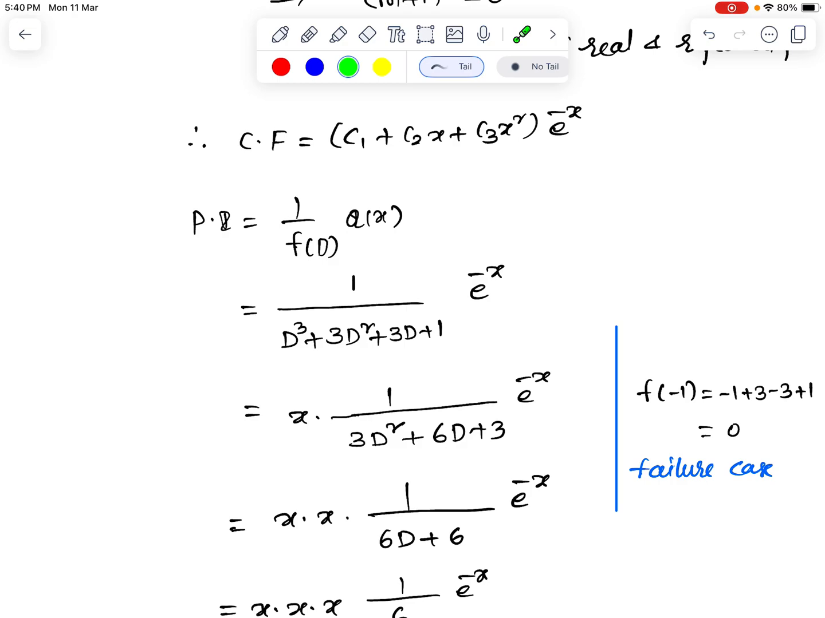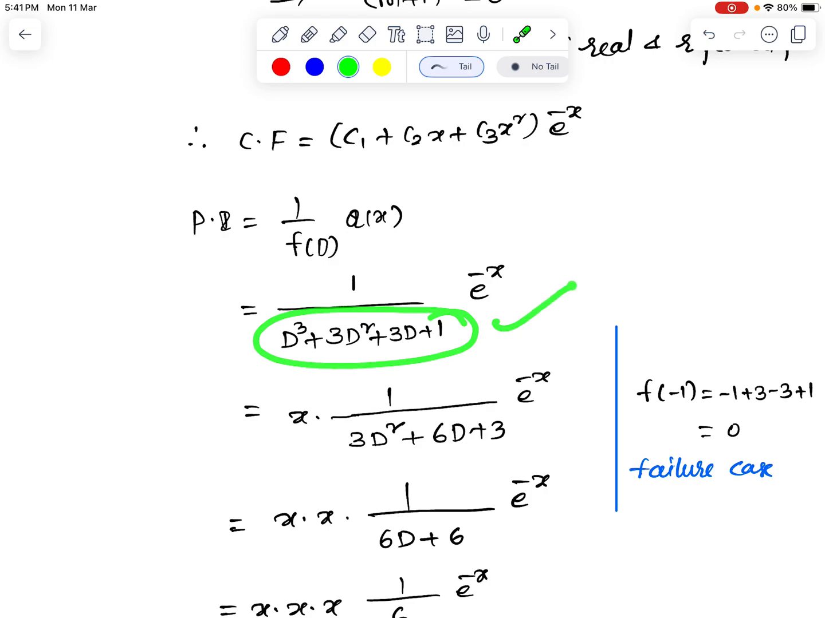After that, 1 by f of d means 1 by d cube plus 3d square plus 3d plus 1, into e power minus x. What is the x coefficient? The x coefficient is minus 1. Just replace d by minus 1 in the denominator. What do you get? 0. That is a failure case. If we get a failure case, then immediately we should take x on the left side.